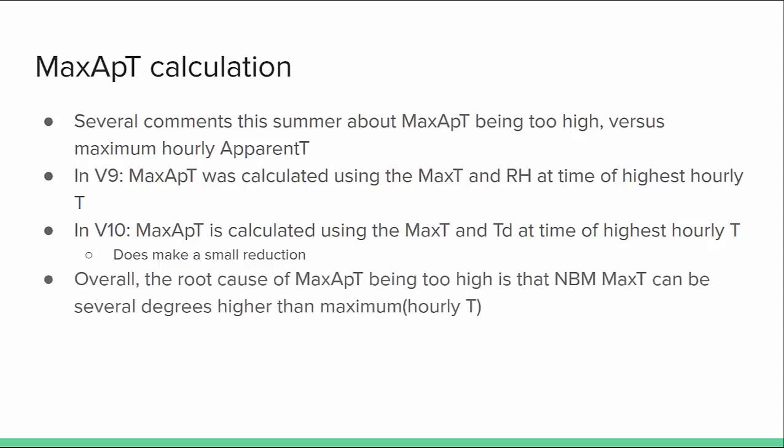Ultimately, the root cause of the max apparent temperature being too high is related to the MBM. The MBM max T is calculated independently from the hourly T. Similarly, min T is calculated independently from hourly T. So those grids, max and min T, can be several degrees higher than the maximum hourly T, or in the case of min T, lower than the minimum of hourly T. So just be aware of that. We've made some improvements here. The MBM side is also monitoring this.